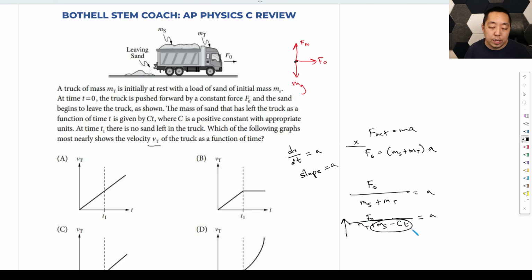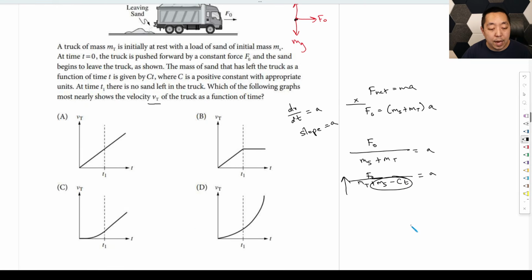So look at this relationship. It's like 1 over t. So it can't be a constant slope, because the lighter it is, the more it's going to accelerate. So it's going to go up, and then at t1 there's no sand left in the truck. Once we're at t1, we're not going to keep losing mass, so we're not going to keep accelerating more. At t1, the acceleration is then constant, because now all of these values are constant.